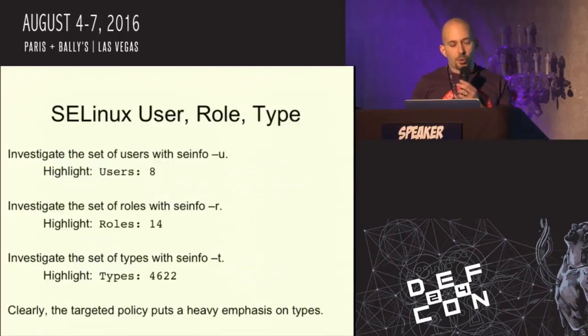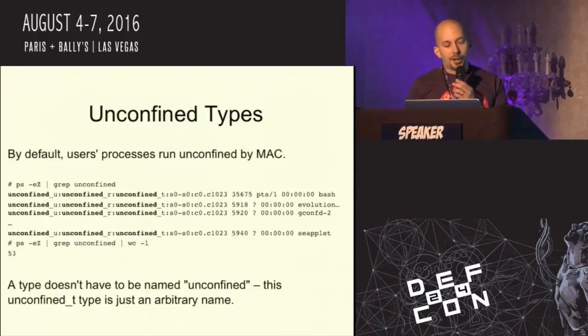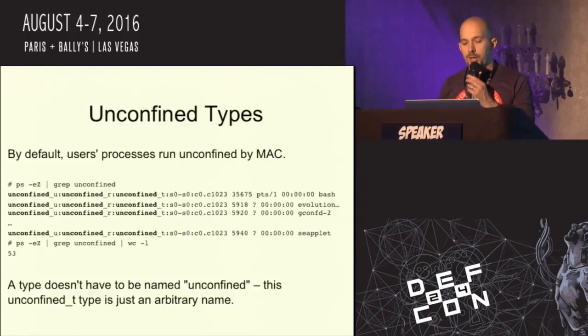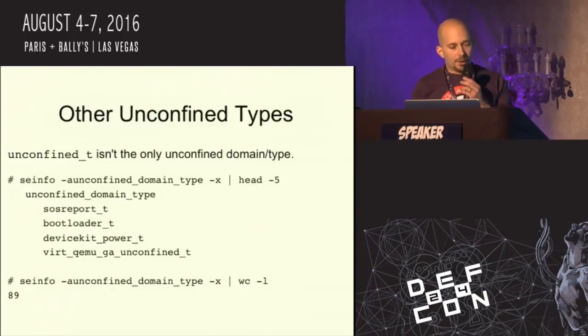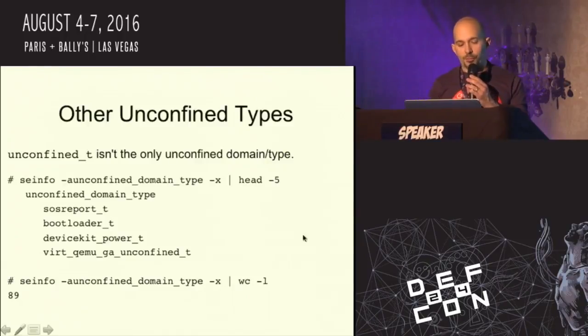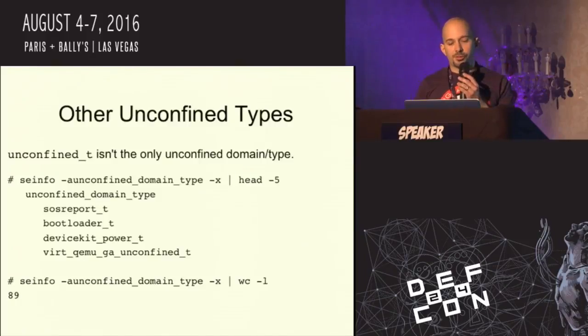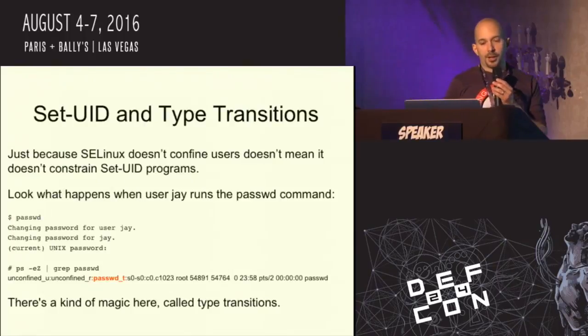So just a quick count. It's all about types. There are 8 users, 14 roles, and 4,622 types. It's all about the types. By default, the user's processes run as this unconfined type. And unconfined is just an arbitrary name. There are other types that are unconfined. And we can run seinfo and ask it, hey, tell me which domains are unconfined, and get a list. So we look at the first 5. We find there are 89 unconfined types there. So you can even take something and just add it to unconfined. We'll talk about that a little bit later.